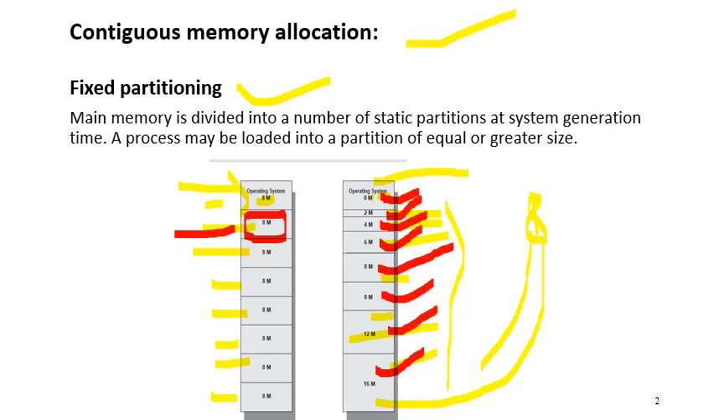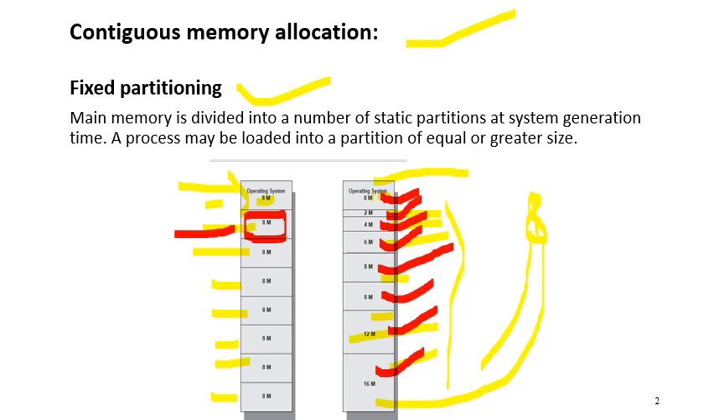In fragmentation, there are two types: the first is external fragmentation, and the second is internal fragmentation. In external fragmentation, the total memory space exists to satisfy a request, but it is non-contiguous. Internal fragmentation means allocated memory may be slightly larger than the requested memory, but the size difference is memory internal to the partition and not being used.